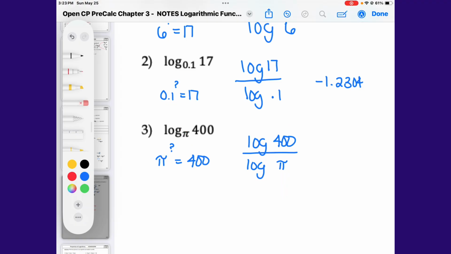So we did 3 things today. We talked about the properties of logs. What are they? And then we use them to expand or condense expressions. And then we talked about the change base formula.